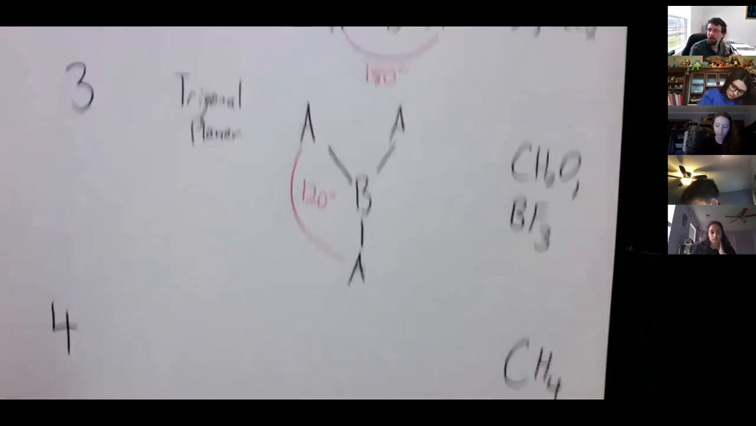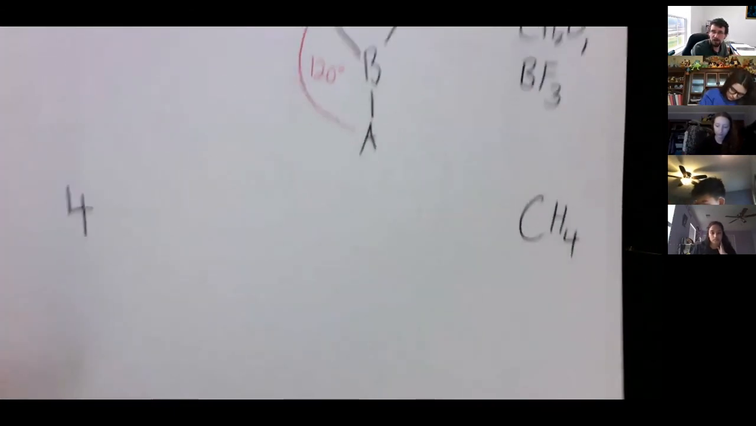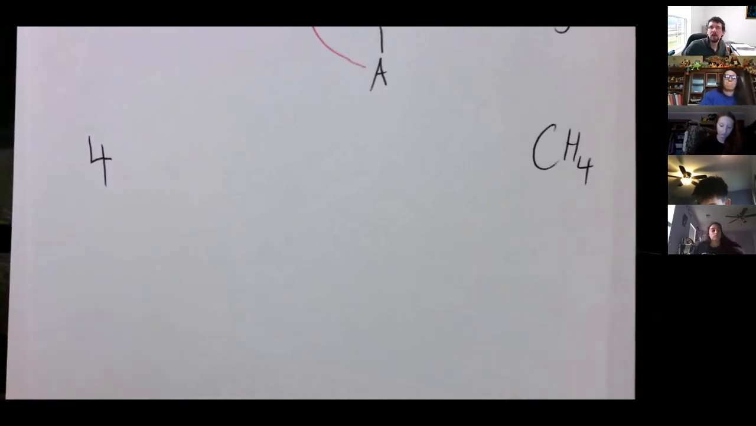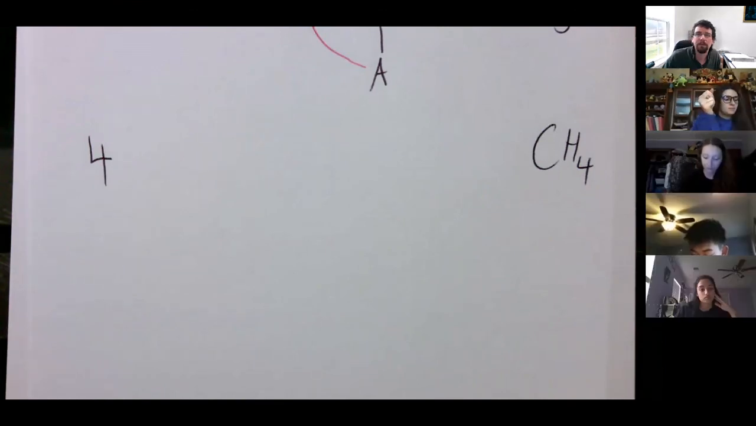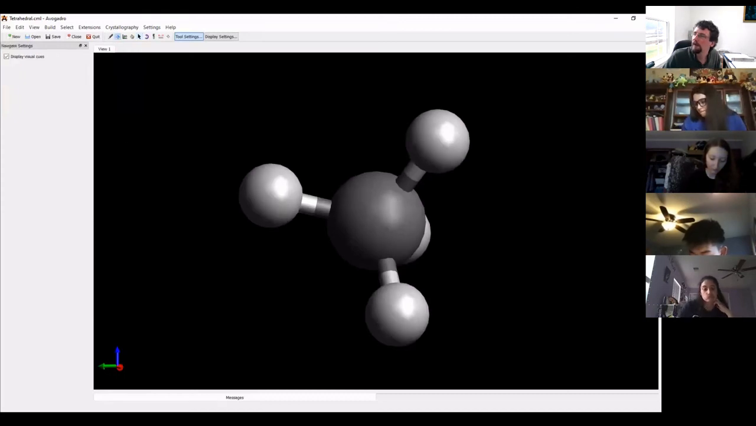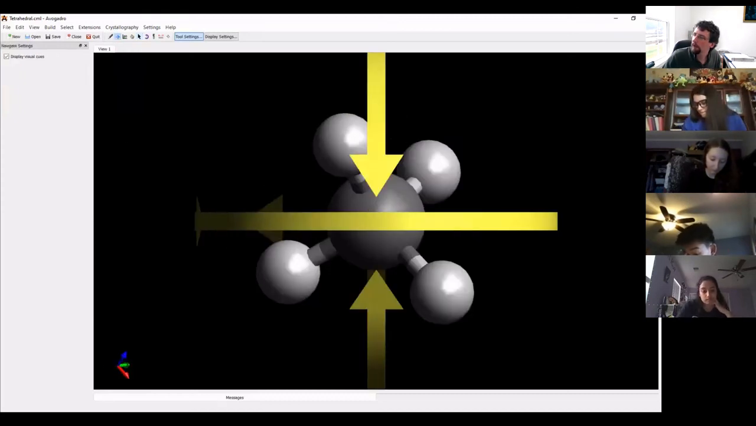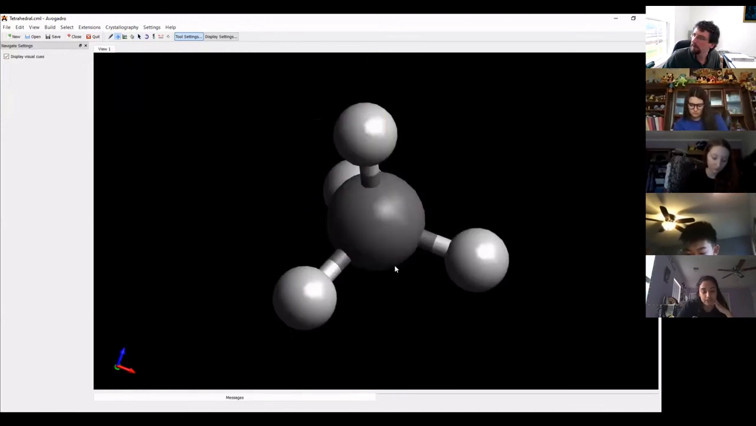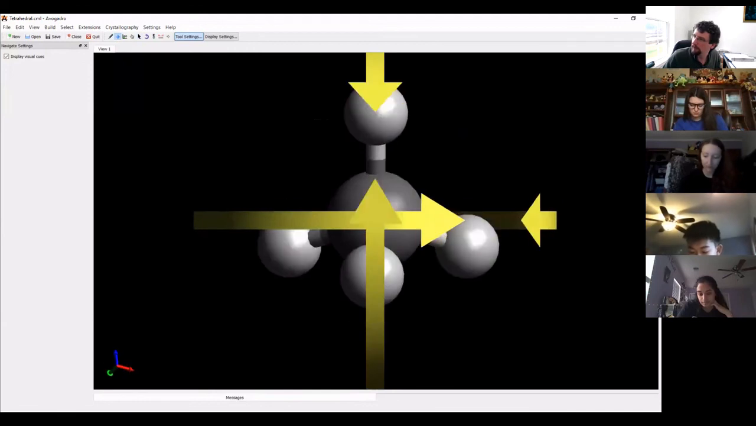Now, this is where we're moving away from these 2D shapes and we're going to start to see 3D shapes. Let's look at a 3D shape. All right, so let's zoom in on this guy. 3-dimensional shape here. Anybody know the name of this one? Tetrahedral? Yep, it's a tetrahedral shape.